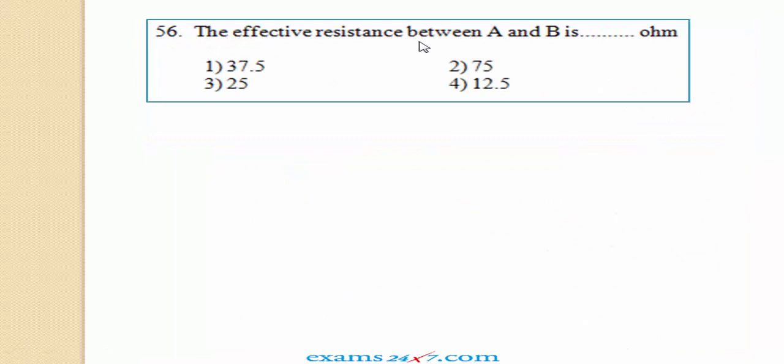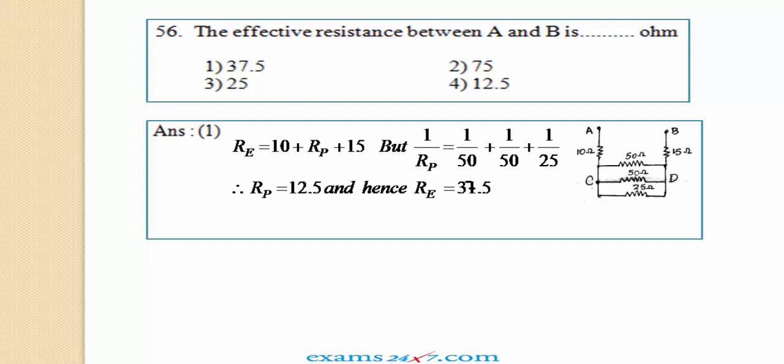56. The effective resistance between A and B is. Look at the diagram and options. Re is equal to 10 plus Rp plus 15. Here Rp represents the effective resistance of 50 ohm, 50 ohm and 25 ohm in parallel. Therefore, 1 by Rp is equal to 1 by 50 plus 1 by 50 plus 1 by 25. Hence, Rp is equal to 12.5. This Rp, that is 12.5 ohm, is in series with 10 ohm and 15 ohm. Therefore, the resistance between A and B is 37.5 ohm. The correct option is 1.